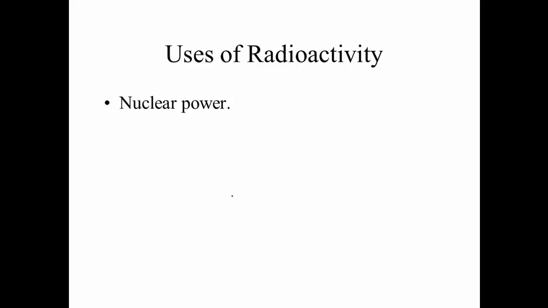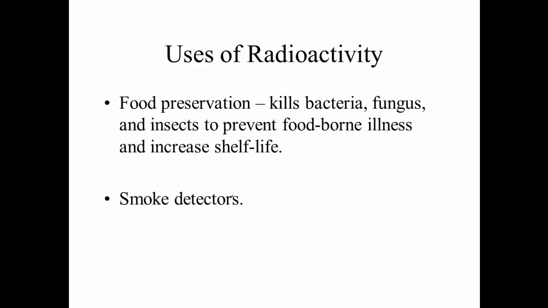Nuclear power, of course, we've talked about. Food preservation. Food often goes through a process called food irradiation, where they expose foods to high levels of radiation, and it kills things like bacteria or fungus or insects that might be living on that food. It'll prevent our food in the grocery store from causing foodborne illness, and it increases the shelf life. Radioactivity is also used in smoke detectors.